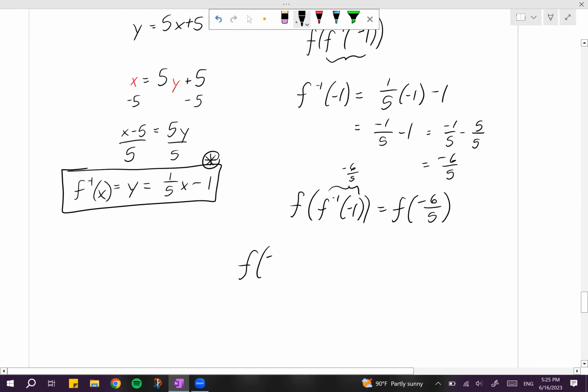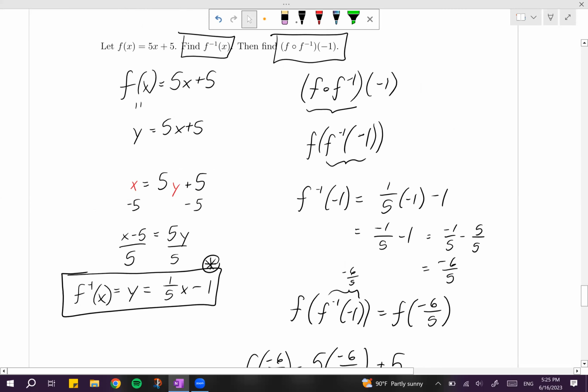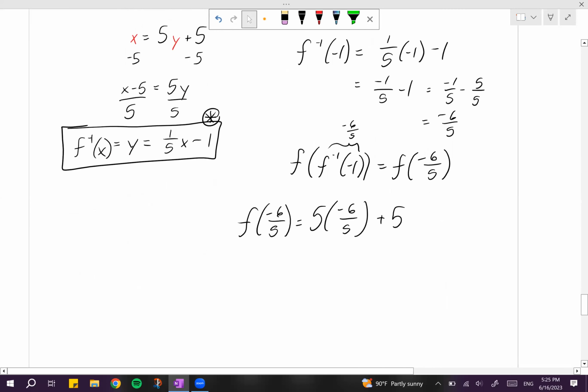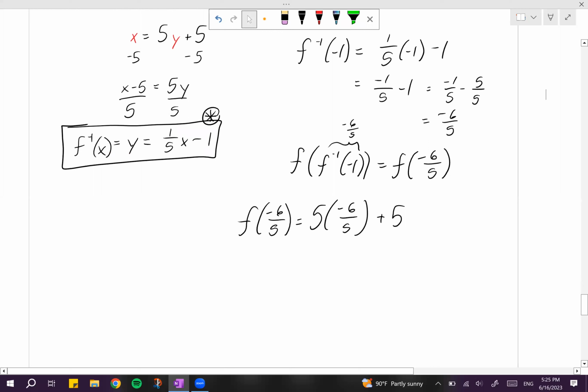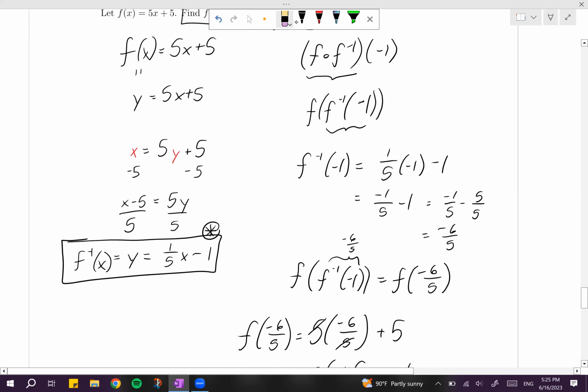f of -6/5 is equal to 5 times -6/5 minus 5. It's plus 5. Our f of x is 5x plus 5. All right. So this 5 and this 5 are going to cancel. So we have -6 plus 5, which is -1. So we got back the -1 that we started with.